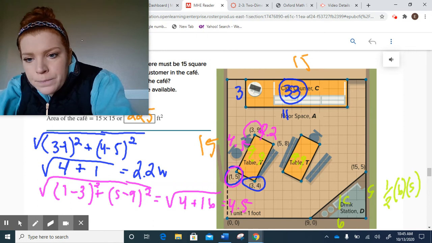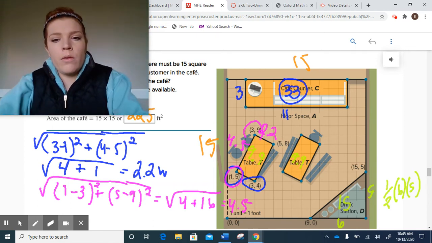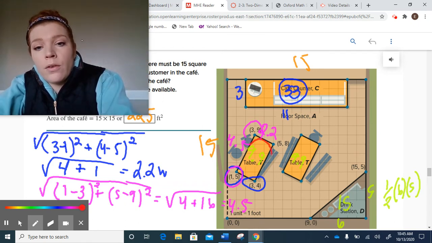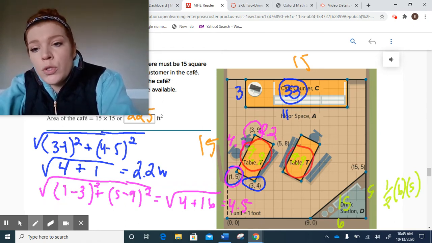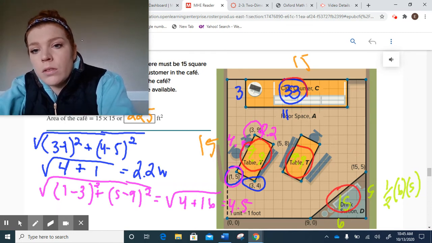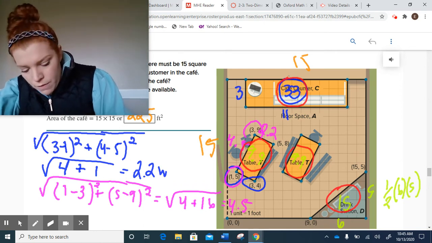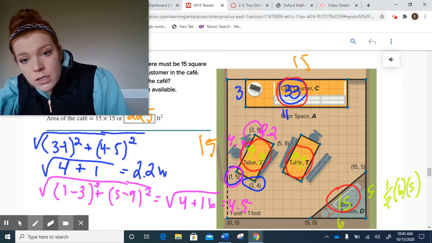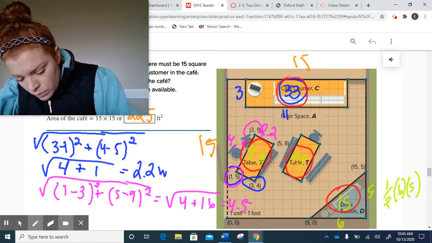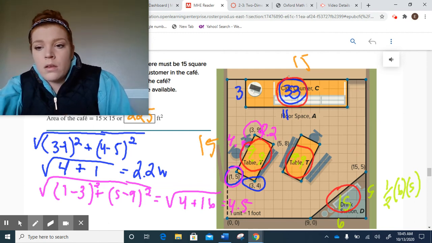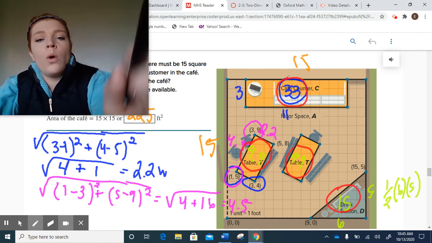So what I'm going to do now is take all the pieces and take them away from the 225. All of these pieces that I'm circling in red, I'm going to subtract from the total area, which is 225. So 225 minus, and I'm not going to write it up here because I'm running out of room. So 9.9 minus 9.9 minus 33 minus 15. So total, we got 157.2.